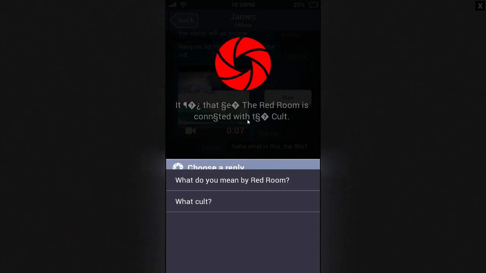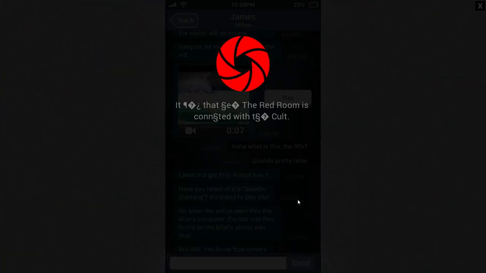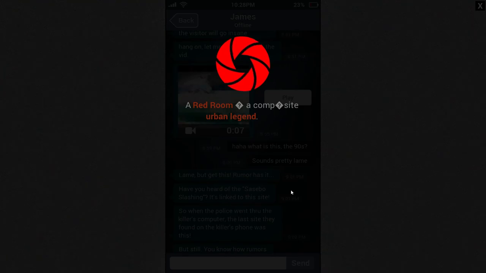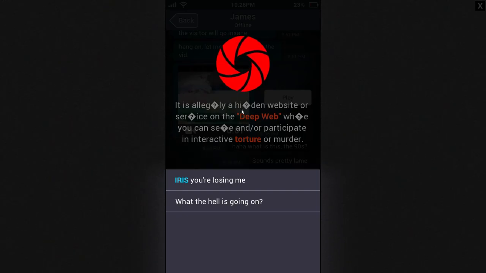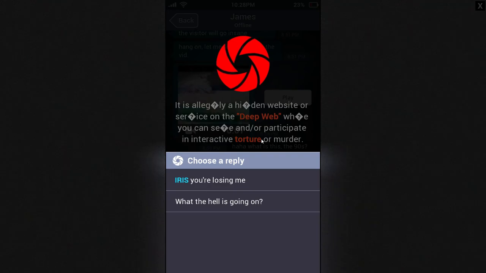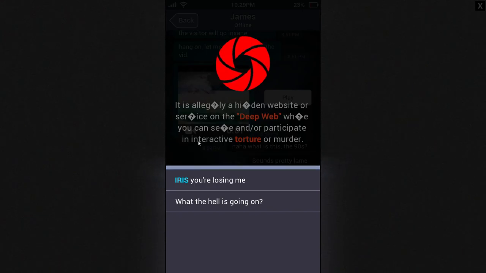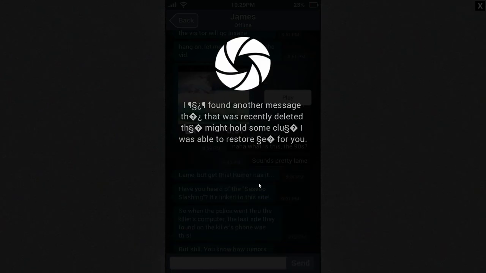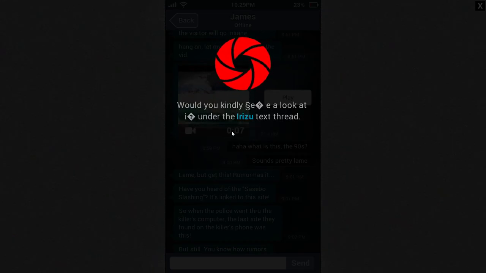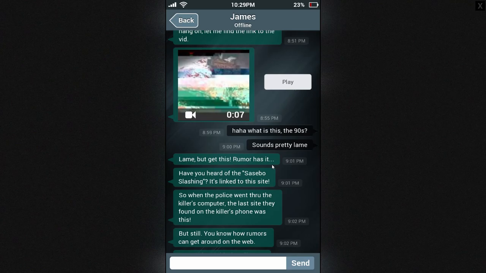The Red Room is connected with the cult. What do you mean? By Red Room? Red Room, a composite site urban legend. It is allegedly a hidden website service on the deep web where you can see the part and or participate in interactive torture or murder. Iris, you're losing me. I found another message that was recently deleted. Might hold some. Would you kindly look at blah, blah, blah, blah, blah. Okay, let's just finish this conversation.